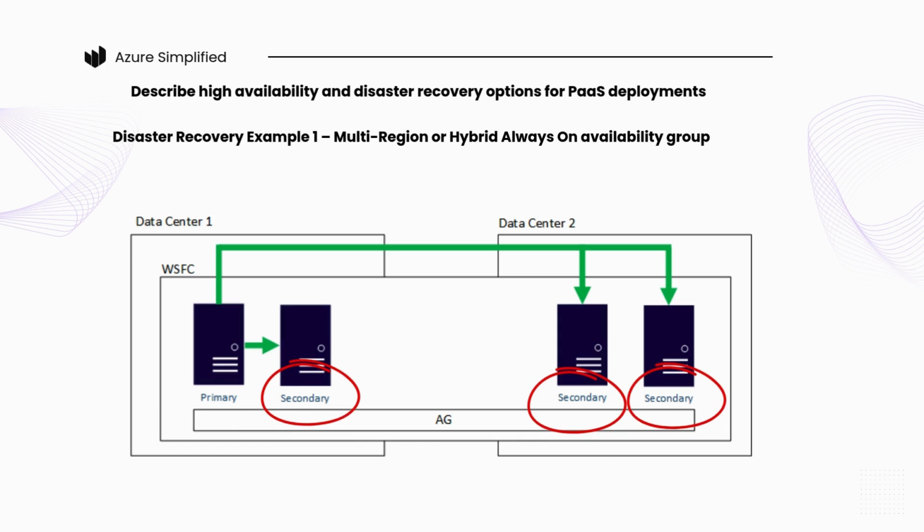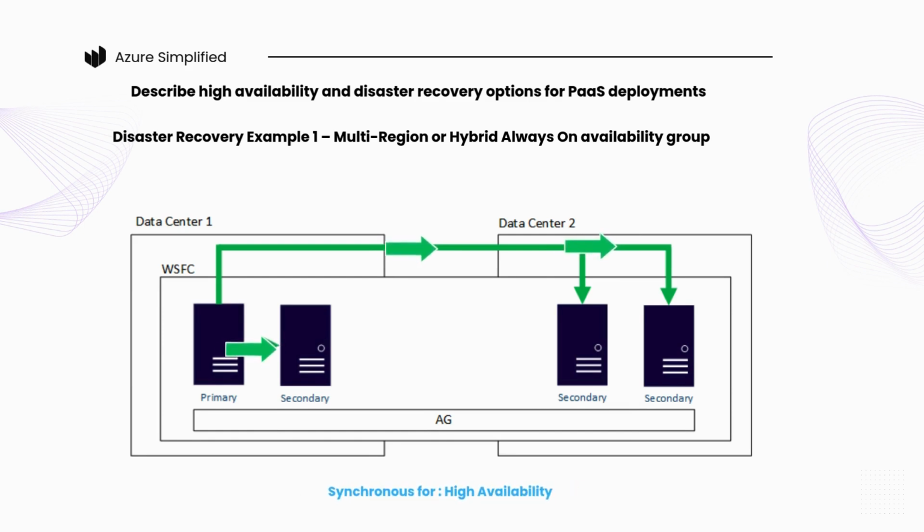These secondary replicas receive continuous data replication from the primary instance. Green arrows: data replication paths. The green arrows indicate the data replication flow from the primary instance in Data Center 1 to the secondary replicas, 1 in Data Center 1 and 2 in Data Center 2. This replication can be either synchronous, for high availability, or asynchronous, for disaster recovery.